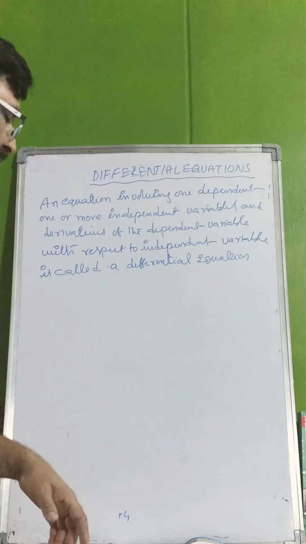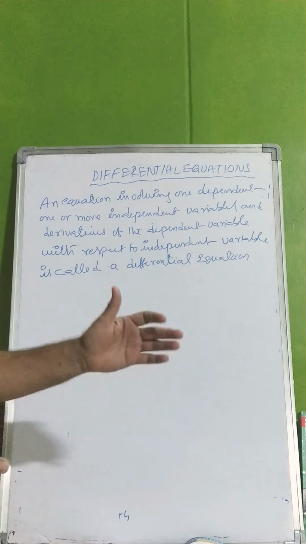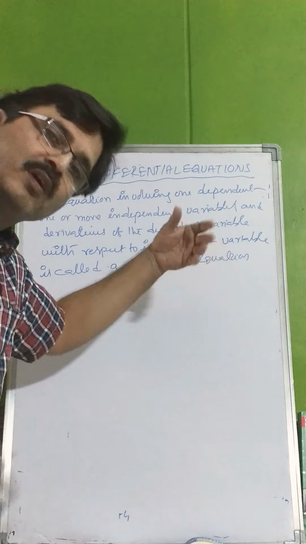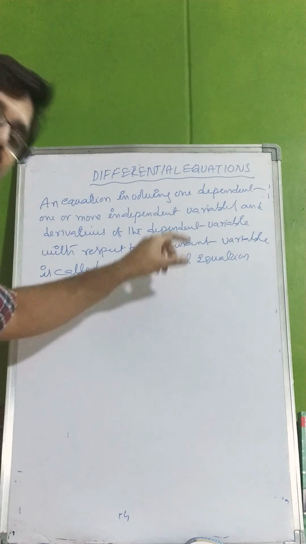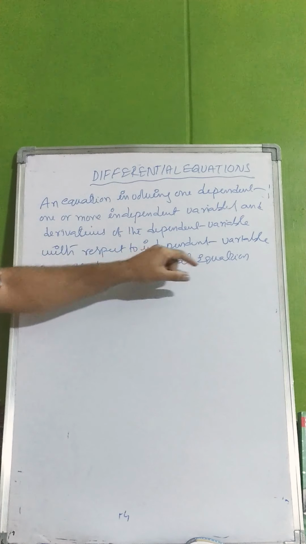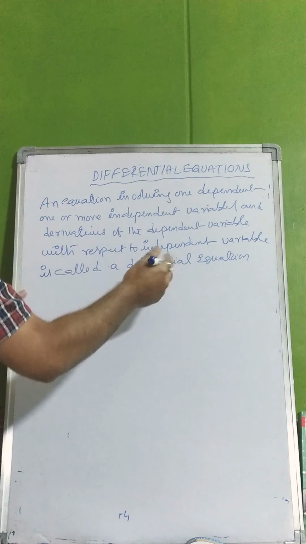Okay students, you see here the definition of a differential equation: an equation involving one dependent variable, one or more independent variables, and derivatives of the dependent variable with respect to the independent variables, right? So we can call it a differential equation. Now the same thing I wrote over here.